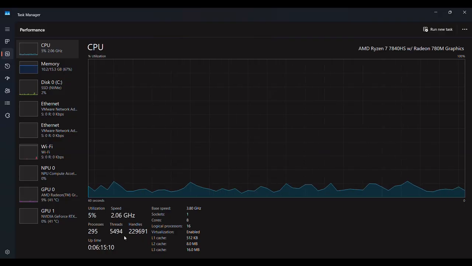Threads are smaller execution units running inside processes. A single process may contain multiple threads performing different tasks simultaneously. This enables multitasking and parallel execution within applications. For example, a browser may use separate threads for rendering web pages, handling audio, running scripts, and managing network activity.